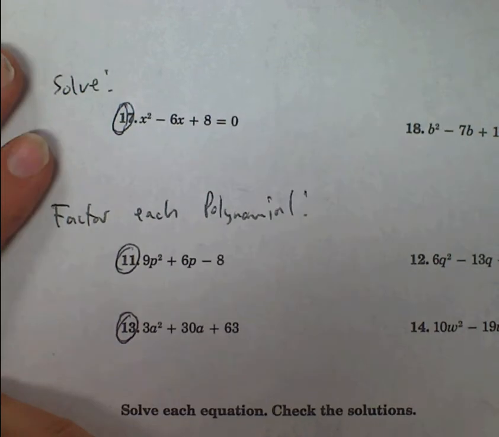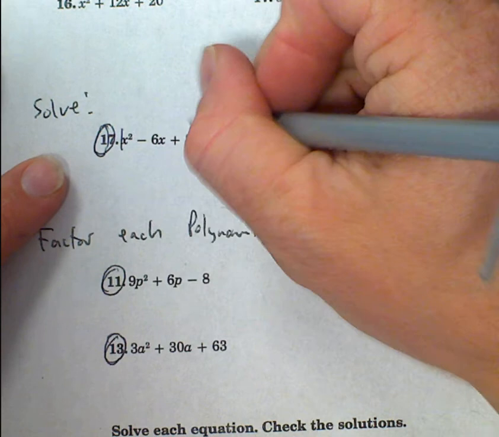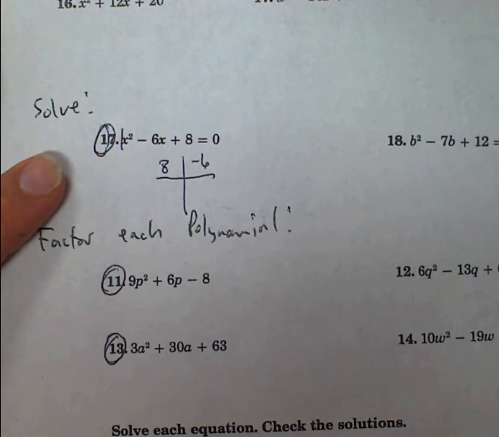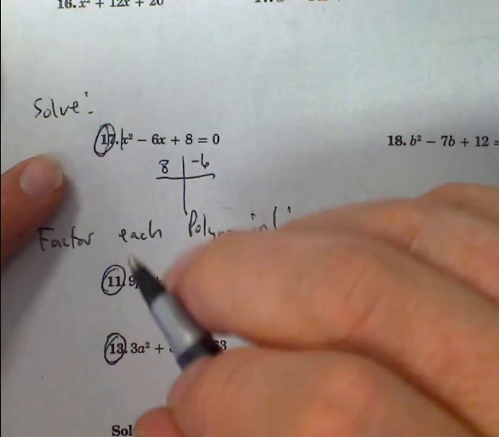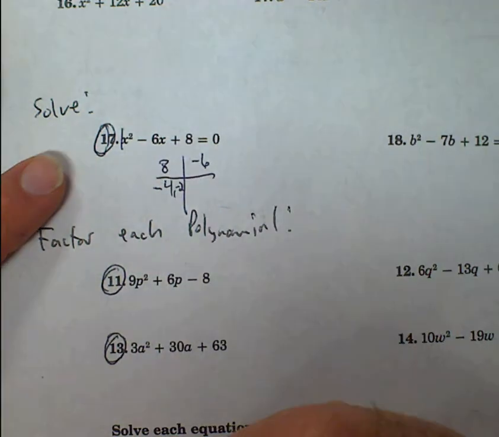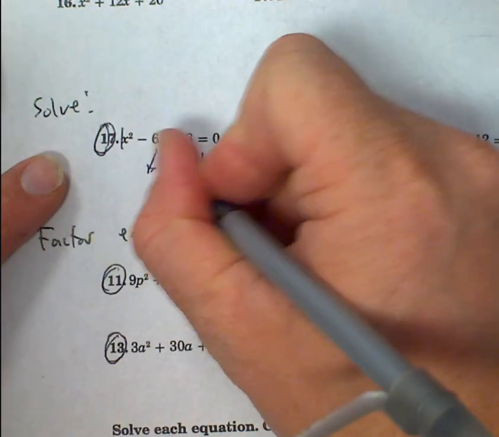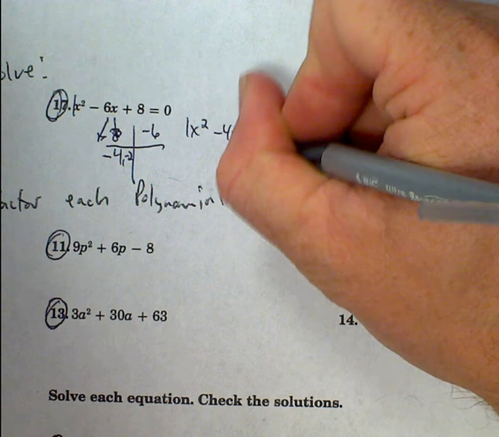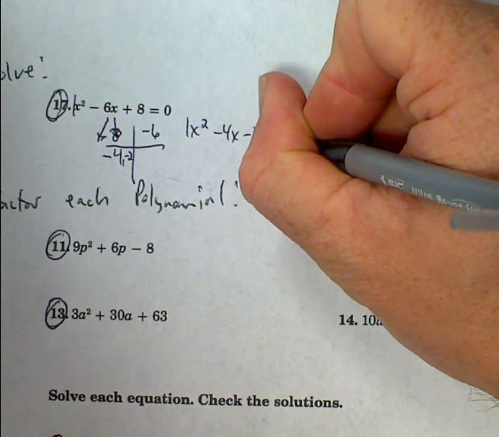Backside, number 17. I got 1 times 8 is 8, middle term is negative 6. Negative 4, negative 2 will give me the negative 6. So I go ahead and break this up. So that would be 1x squared minus 4x minus 2x plus 8 equals 0.